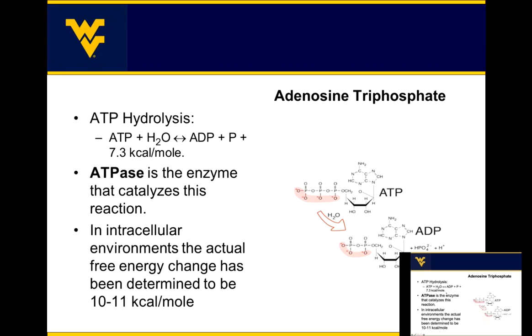Now, in vitro measures, or in a test tube measure, studies have shown that gives you approximately 7.3 kilocalories per mole of ATP. Notice down here, and I always remind my students, we're not a test tube. We're actually a living organism. So in vivo measures have actually determined that the hydrolysis of ATP really gives a little bit more energy than you see in a test tube. That's probably closer to 10 to 11 kilocalories per mole.